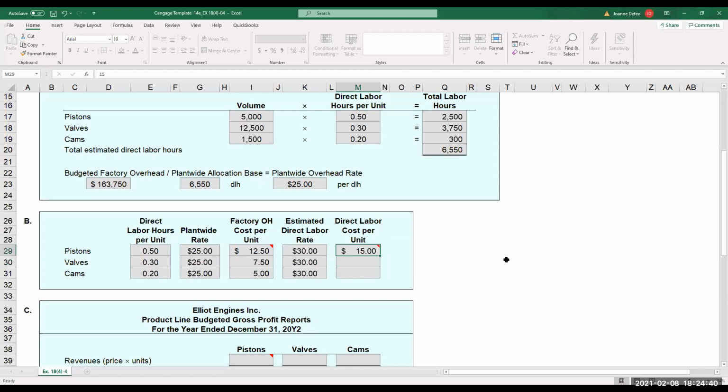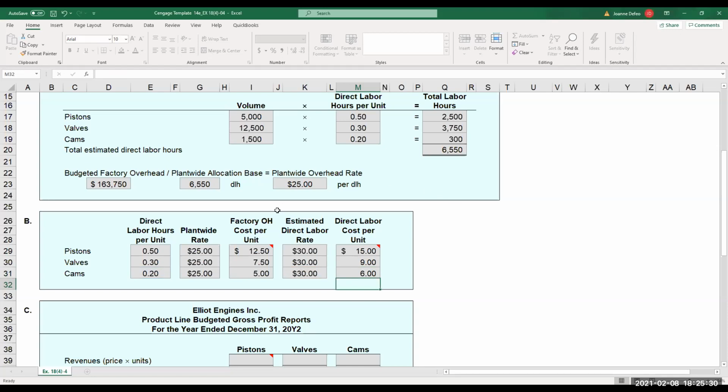How did they get this answer? Does anybody want to venture a guess? What did they do? They multiplied the estimated direct labor rate by the direct labor hours per unit. Very good. Excellent. Good job. So it's this 50 cents. Thank you. Good job. Who was that, Myra? Yes, ma'am. Good job. Equal plus 30, the 0.30 times 30. That's $9. And then the direct labor hours times 30.